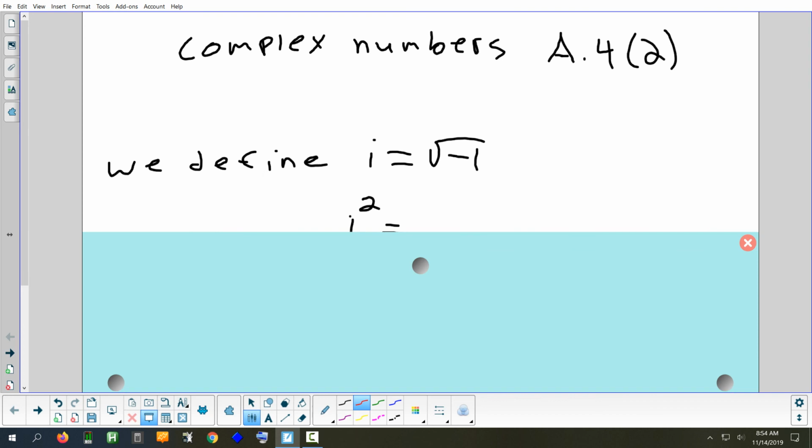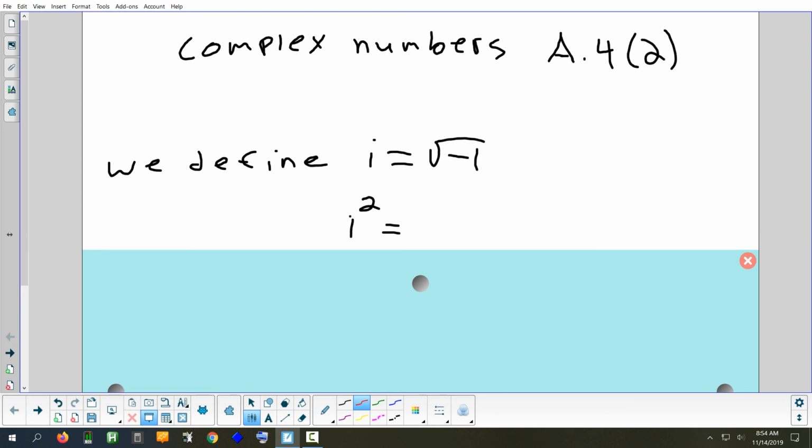So one thing that's going to come up a lot is i squared. We went through that yesterday. What's i squared equal to? i is the square root of -1. What's i squared? -1. Because if you take i and you square it, basically you're squaring a square root, so they cancel, and the only thing that's left is what's under the root.